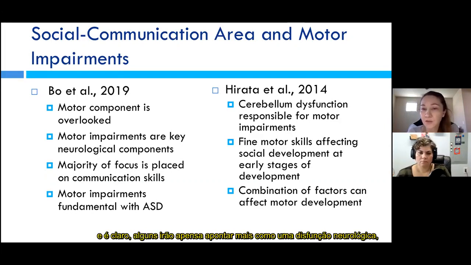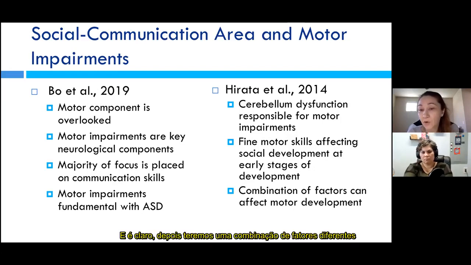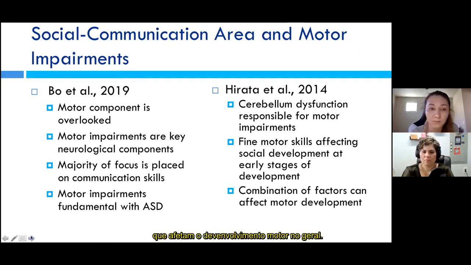And of course, some of them are going to point to more neurological dysfunction located in the cerebellum. And we know that that's going to affect fine motor skills, which is also very prevalent in ASD. And of course, later on we're going to have a combination of different factors that affect motor development overall.